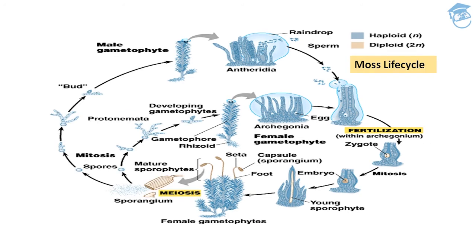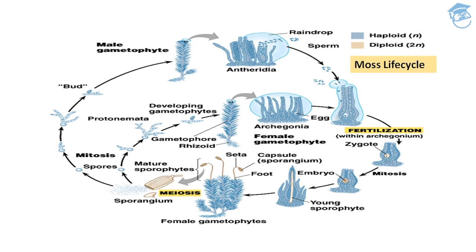This is the same, students. This is the male gametophyte which produces antheridia, which is a male reproductive organ. With the help of a raindrop, sperm dispersal takes place and it reaches the female reproductive part, which is also called archegonium, which has the egg present inside it. This is the female gametophyte which produces archegonium, and thus sperm fertilizes the egg. Fertilization takes place within the archegonium.